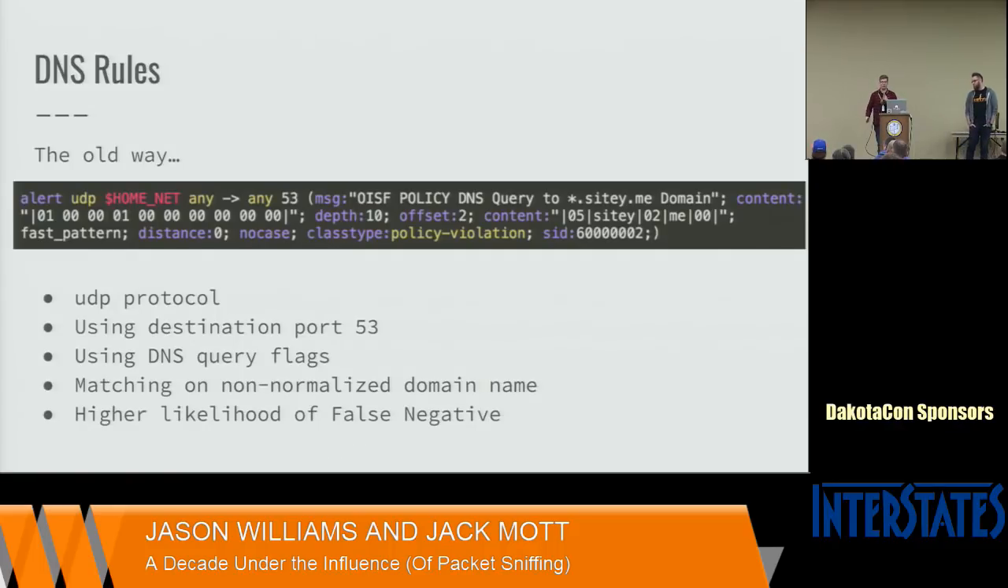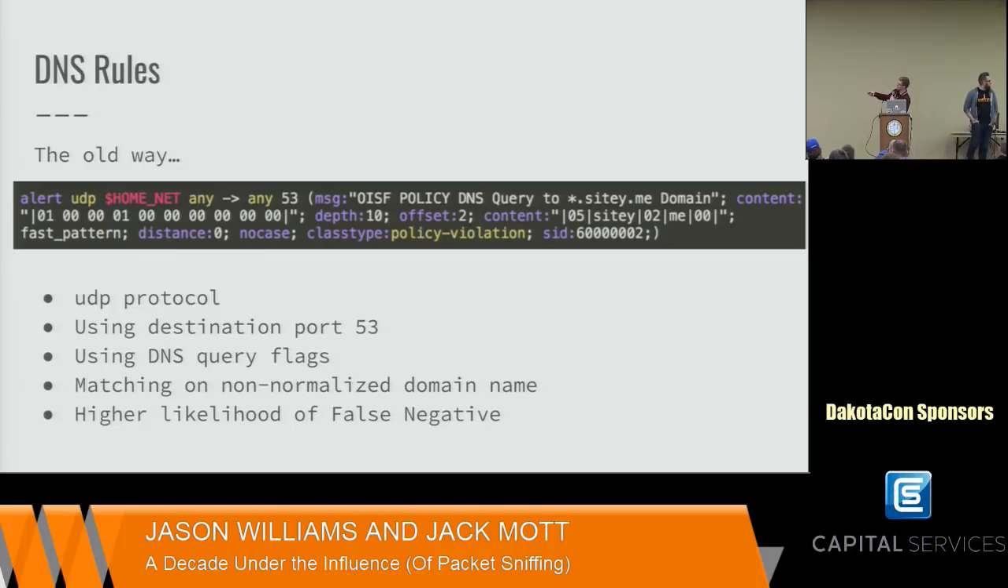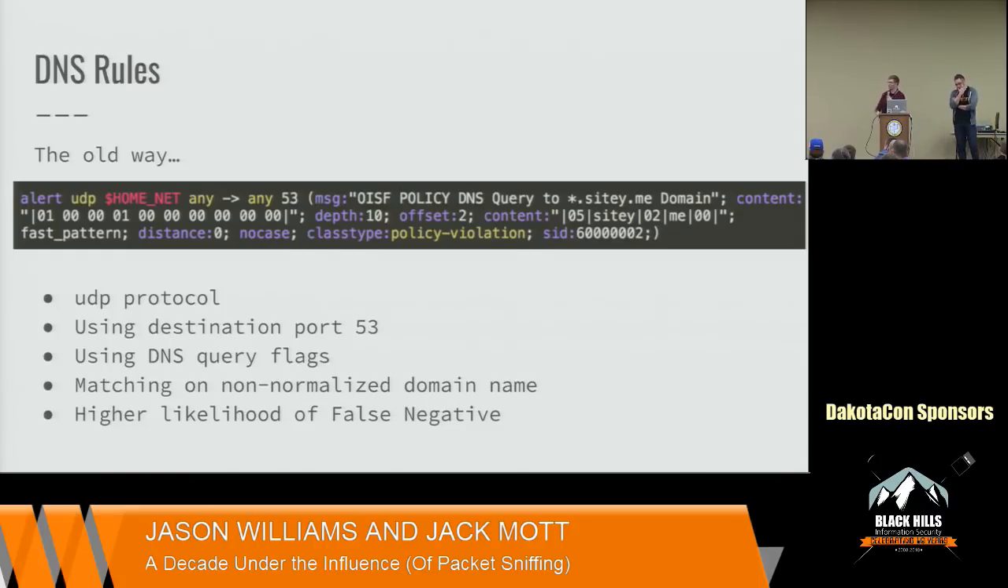Back in the day, we had to write rules like this. We're using alert UDP, talking on port 53. Our contents included a bunch of those flags, all this hex. We're doing positional modifiers saying those flags need to be in a certain spot because that's what we know about the DNS protocol. And then here's the actual domain. Again, those aren't periods, it's showing the length of the different parts of that domain. Really frustrating, really annoying, right?